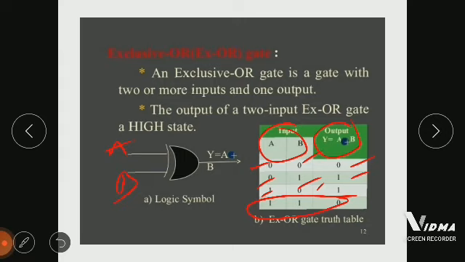So we have covered all kinds of basic gates and universal gates, all used today in digital electronics.